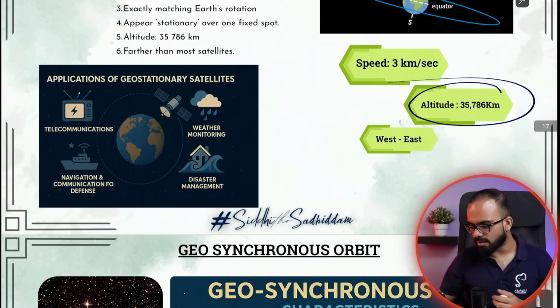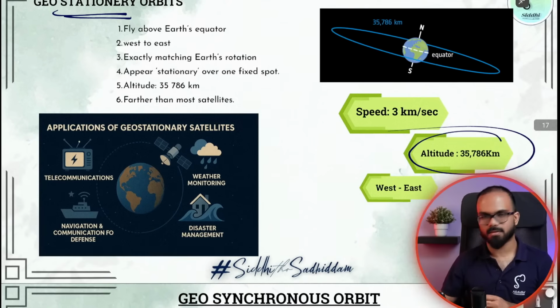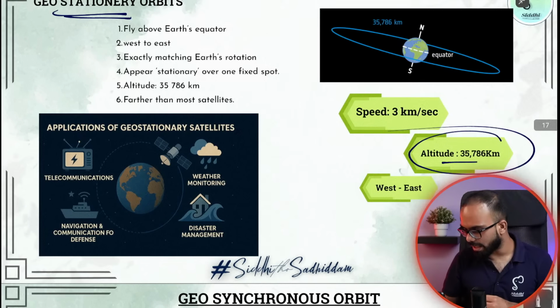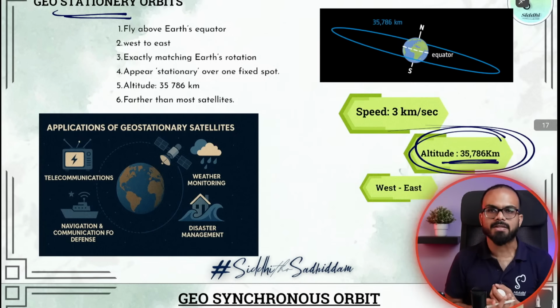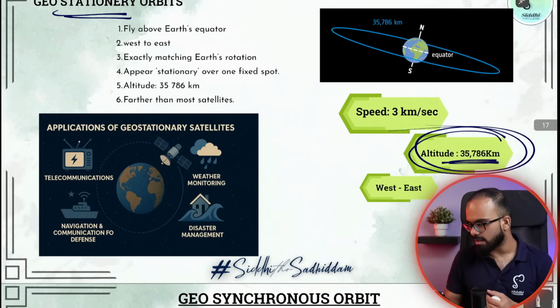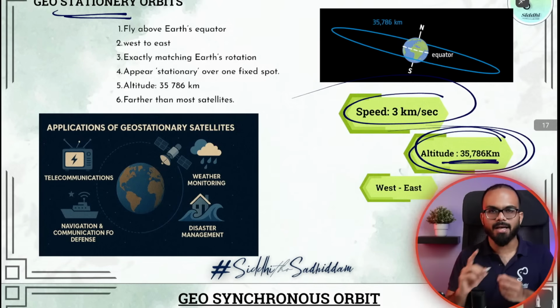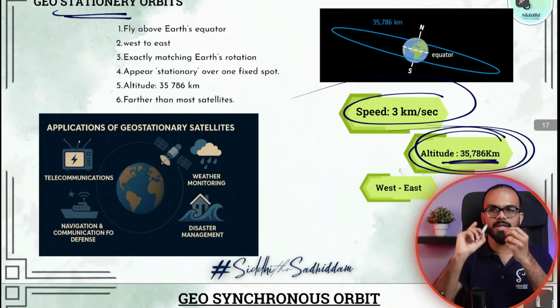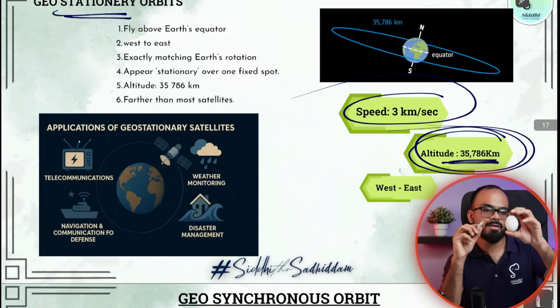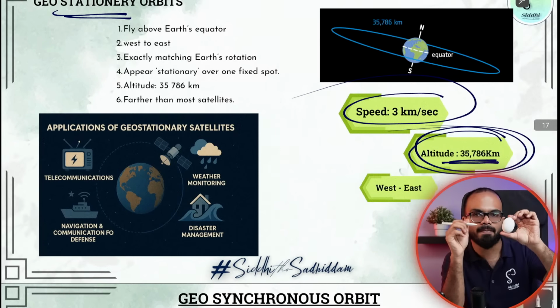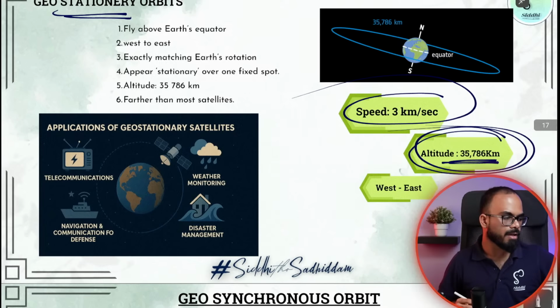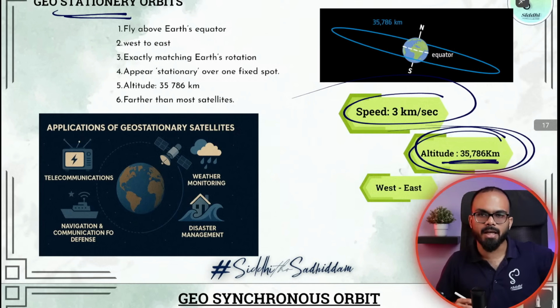Is this clear? Geostationary orbit is exactly at an altitude of 35,786 kilometers. The speed is 3 kilometers per second and the direction is west to east. So the position is fixed, direction is fixed, speed is fixed, height is fixed. Now, don't you think it is very difficult for us to put n number of satellites constantly there?